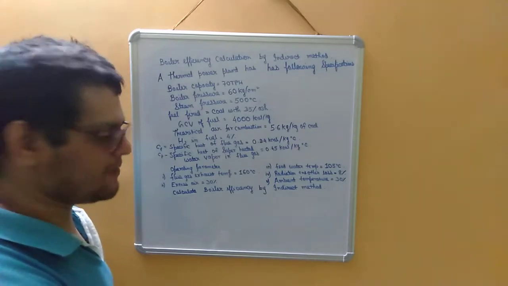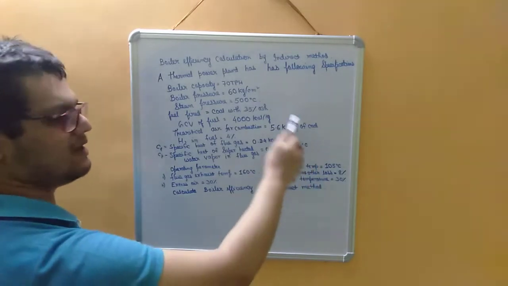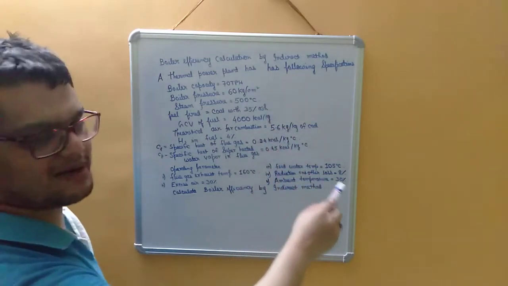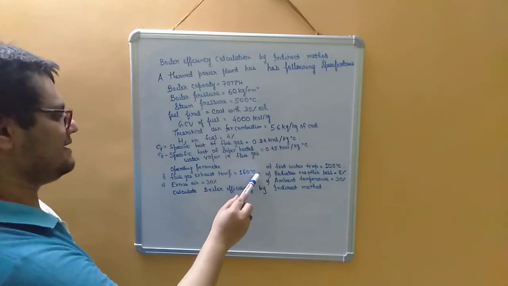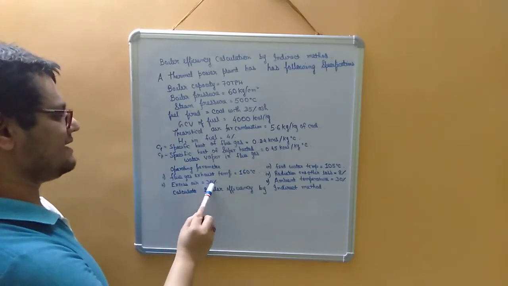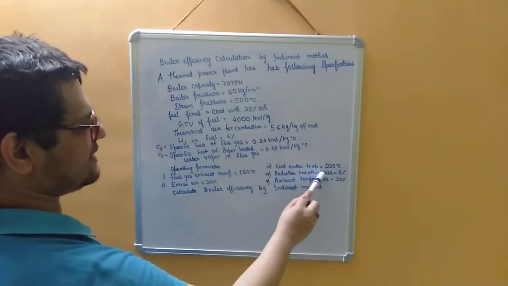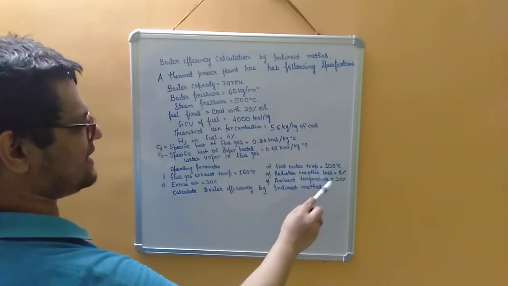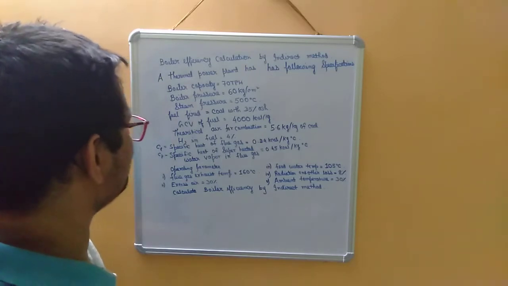Then there are the other operating temperatures, which we use to calculate the boiler efficiency. The flue gas exhaust temperature is 160 degrees Celsius. Excess air is 30%. Feed water temperature is 105. Radiation and other loss is 8%, and ambient temperature is 30. So now we calculate one by one.